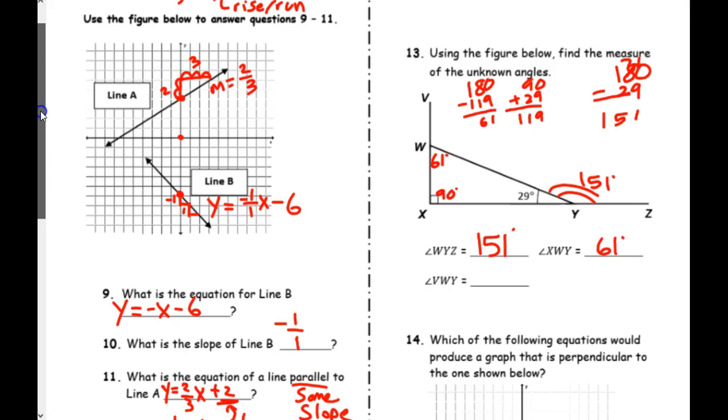And then for VWY over here, all I've got to do is subtract that 61 from 180 again. It's going to be very familiar because it's going to be what I had before, 119. Using the exterior angle theorem, we could have figured that out too. Okay. So 119.